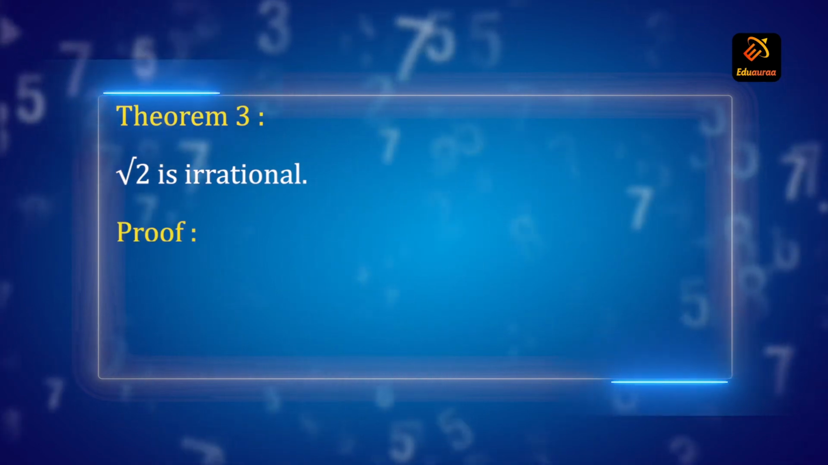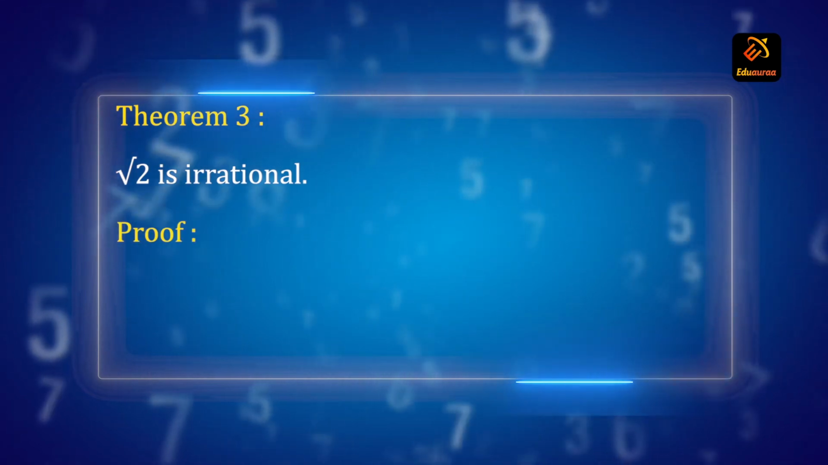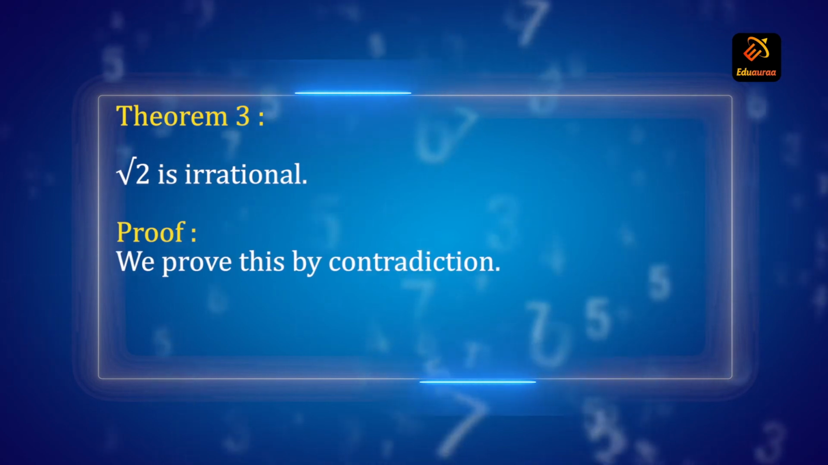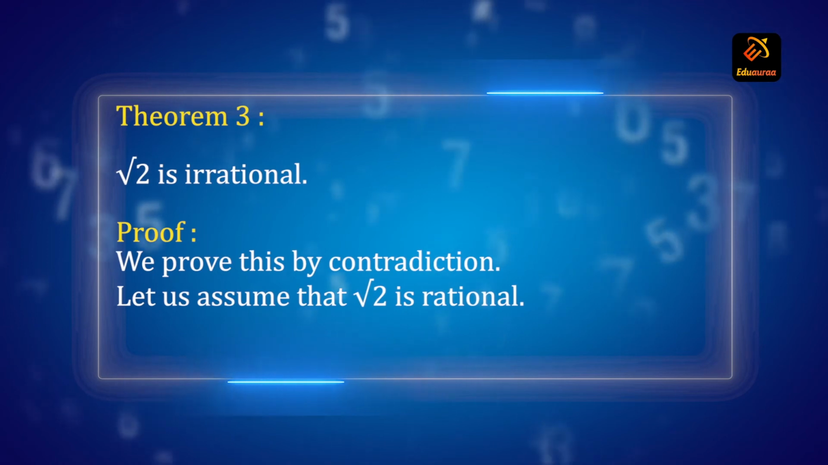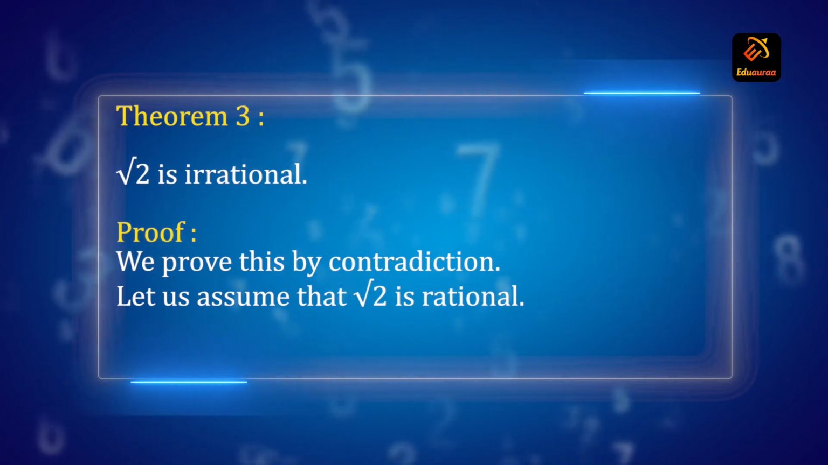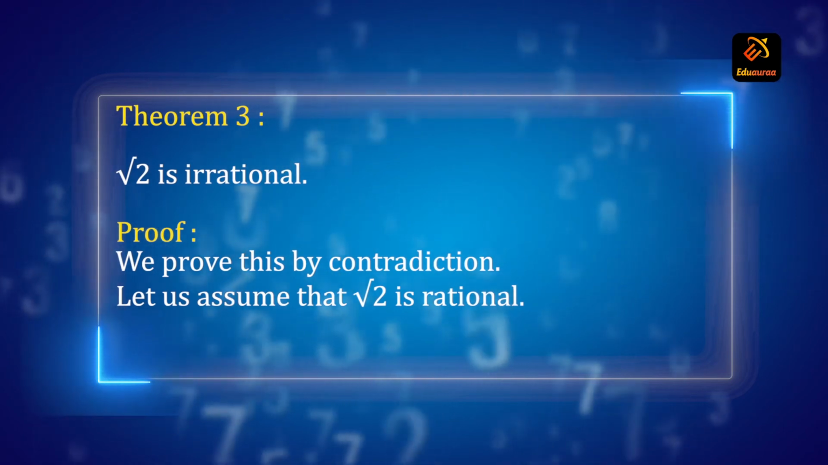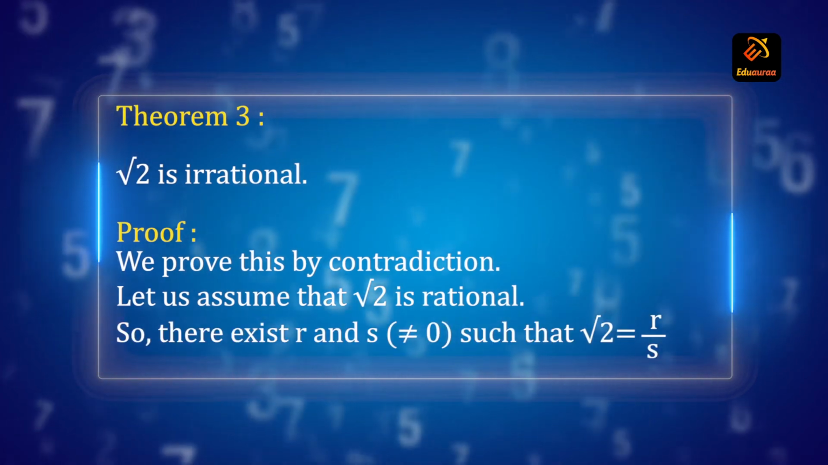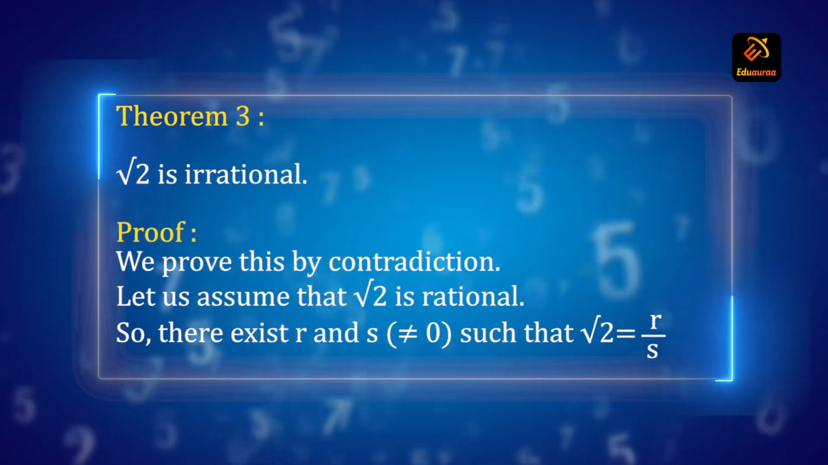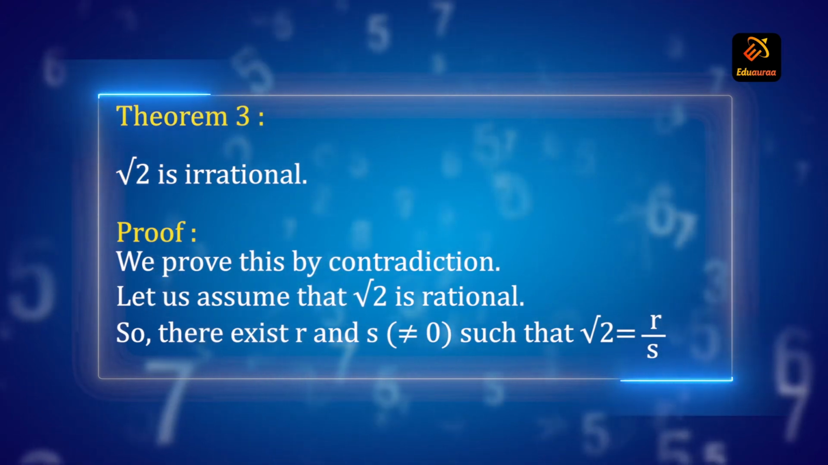We'll have a proof of this. We'll prove this by contradiction. Assume that root 2 is rational. Let's say root 2 is rational. We'll arrive at a contradiction. So what do you mean by rational? There will exist r and s, not equal to 0, such that root 2 is r upon s.